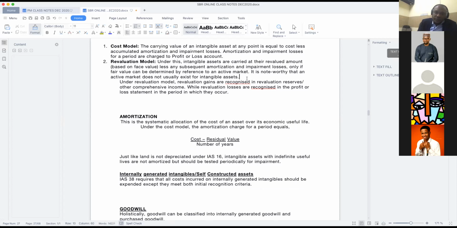Okay. So under the revaluation model, revaluation gains are recognized in revaluation reserves or other comprehensive income. We said they are the same thing. Revaluation reserve.